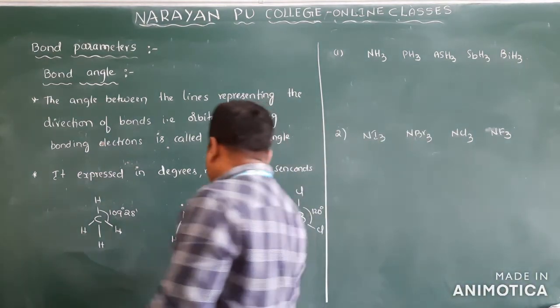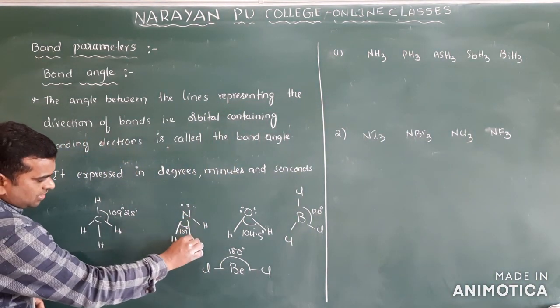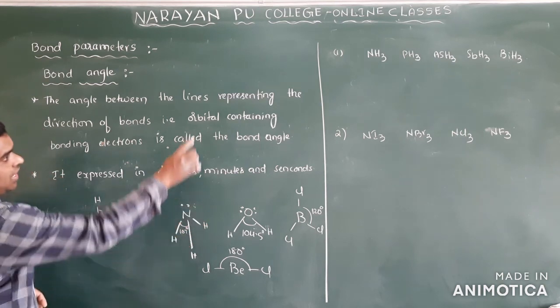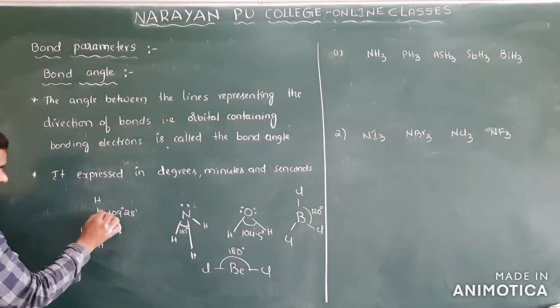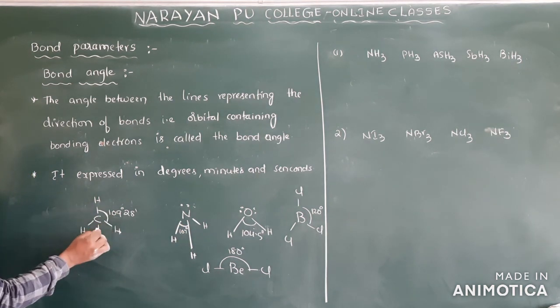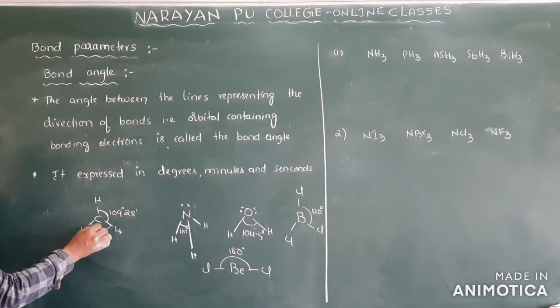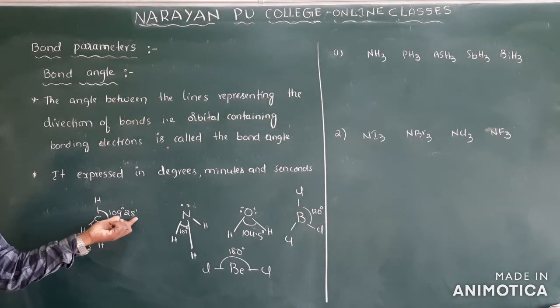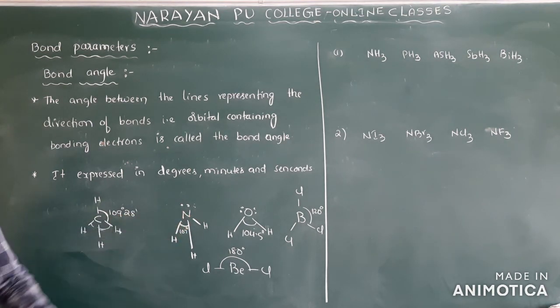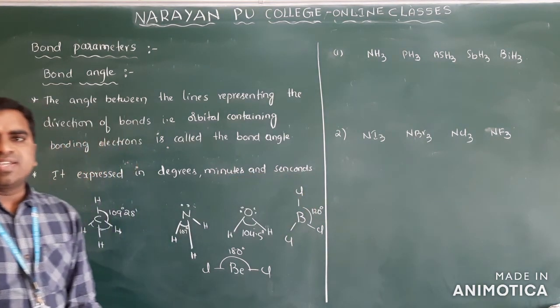Clear? So these are the lines you see. This is the molecule, and these are the lines. These lines represent the direction of the bonds. And what is the angle here? This angle between bonds. You can take these two lines, or you can take these two lines, and that is, if you take, 109 degrees 28 minutes. These are the bond angles. Clear? So it is expressed in degrees, minutes, and seconds.